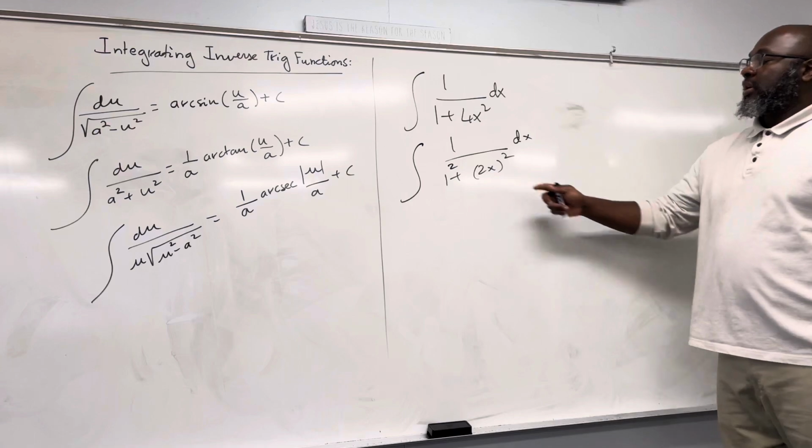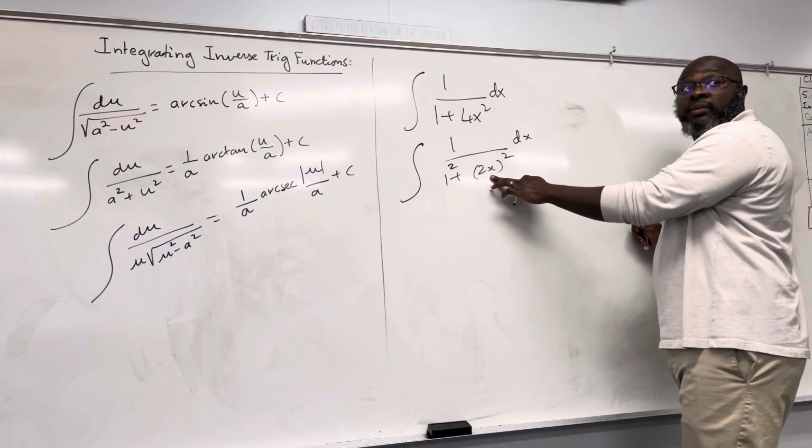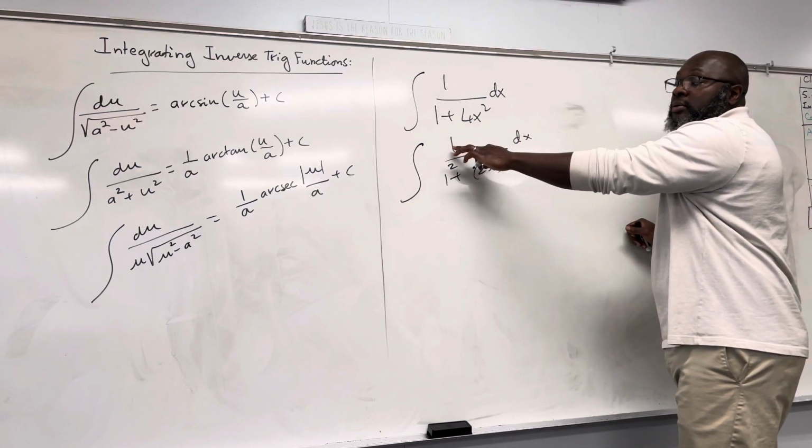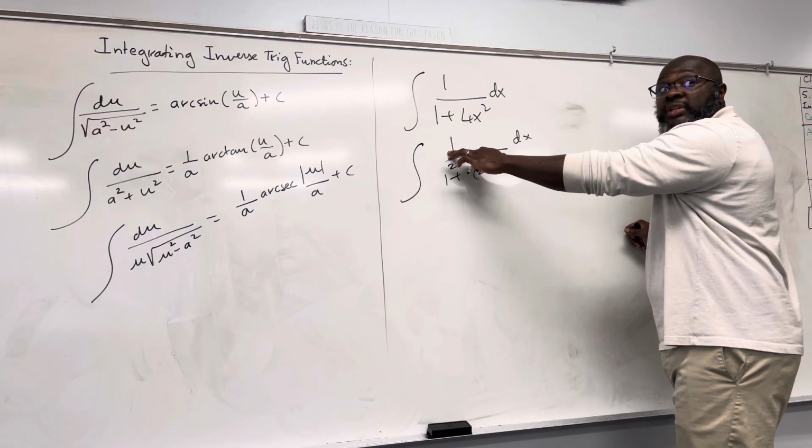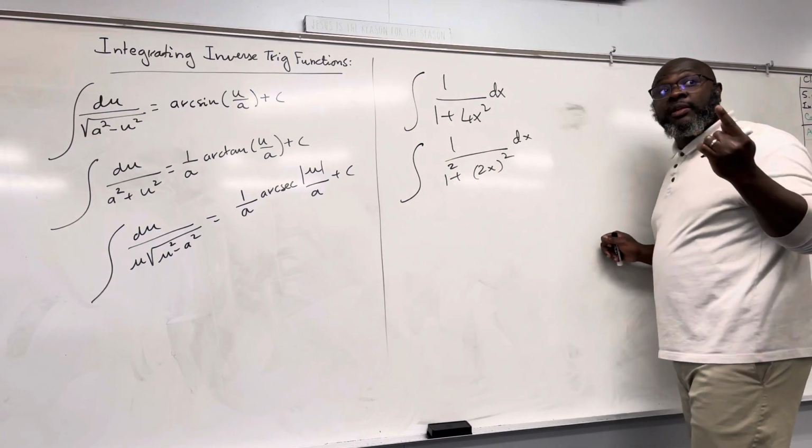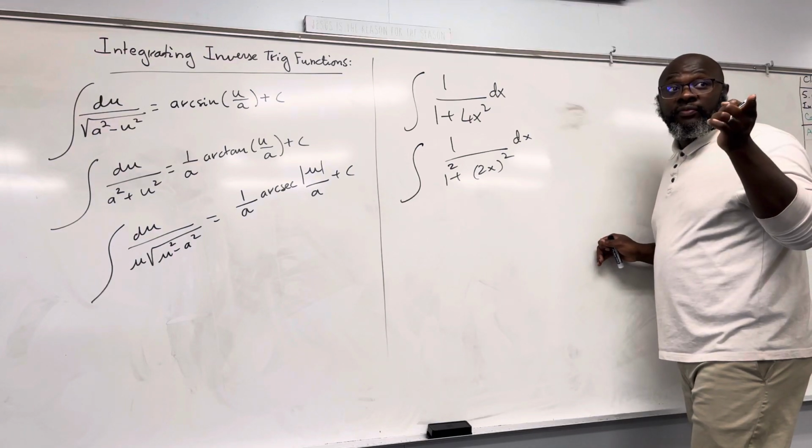But now if you let u equals 2x, du should be 2 dx, right? So you have to divide it again by 2, which is 1/2. You see it?